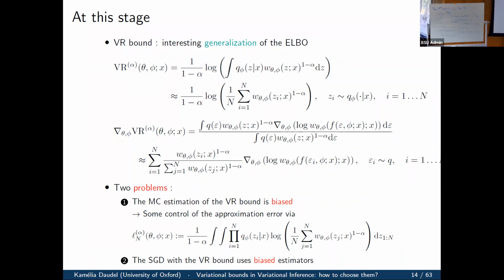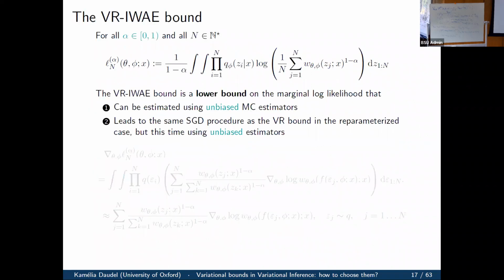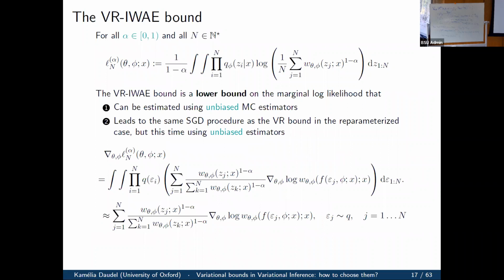So basically, the sum of the weights to the power 1 minus alpha, divided by the sum of the weights to the power 1 minus alpha, times the gradient of the log weights. Okay, I move forward a little bit and I get the same estimator. So we recovered this estimator, which was used. That's what they were using in their paper, and that's what practitioners have been using.